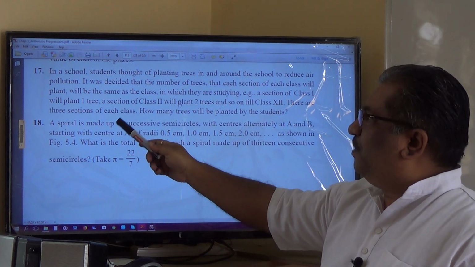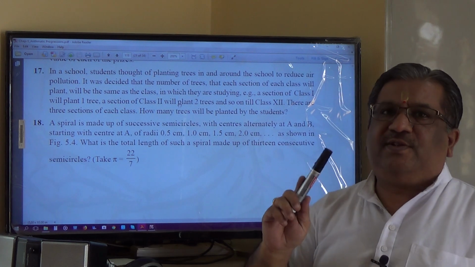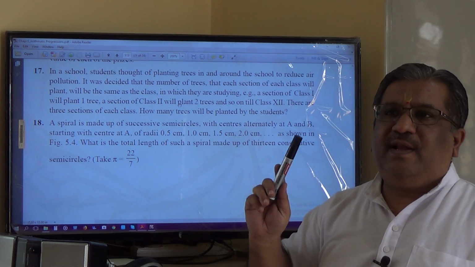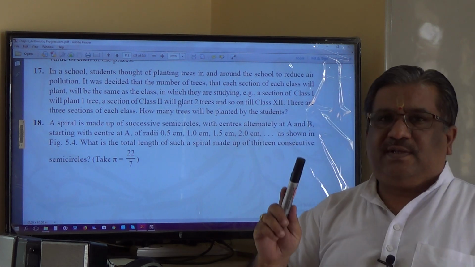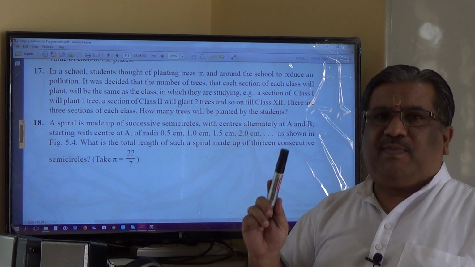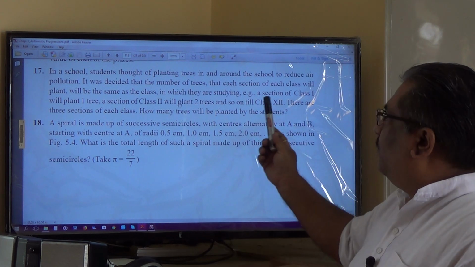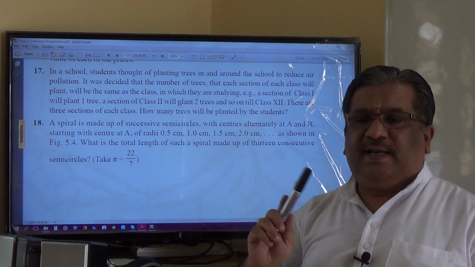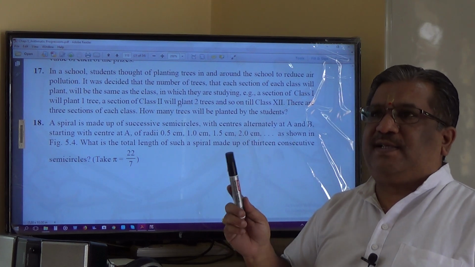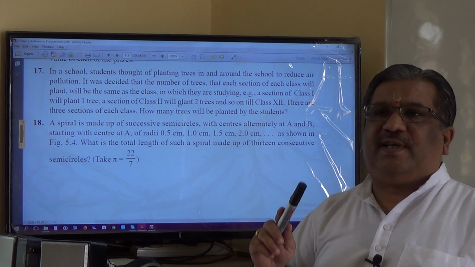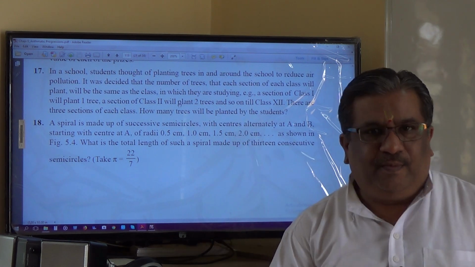So take class 1, there are 3 sections, and each section will plant one tree, that is the class in which they are studying. For example, class 1, section 1, section 2, section 3. Section 1 plants 1 tree, 2 also 1 tree, 3 also 1 tree. Come to class 2. How many sections? 3 sections. Each section will plant 2 trees, because the number of trees planted by each section will be equal to the class in which they are studying, isn't it? So we'll solve this problem now.